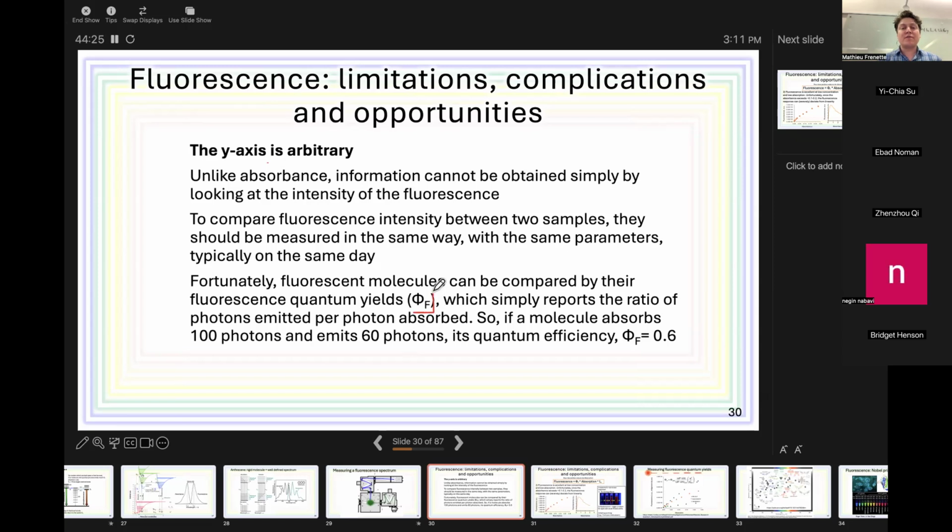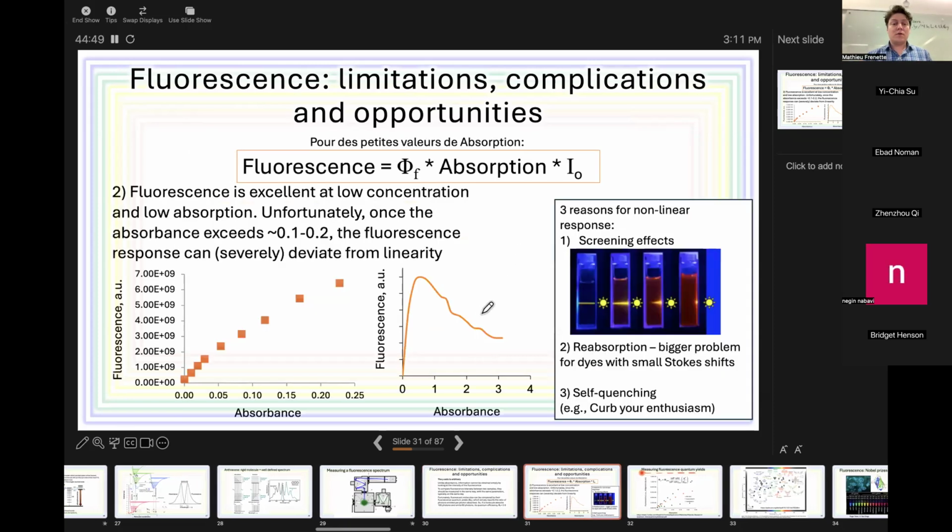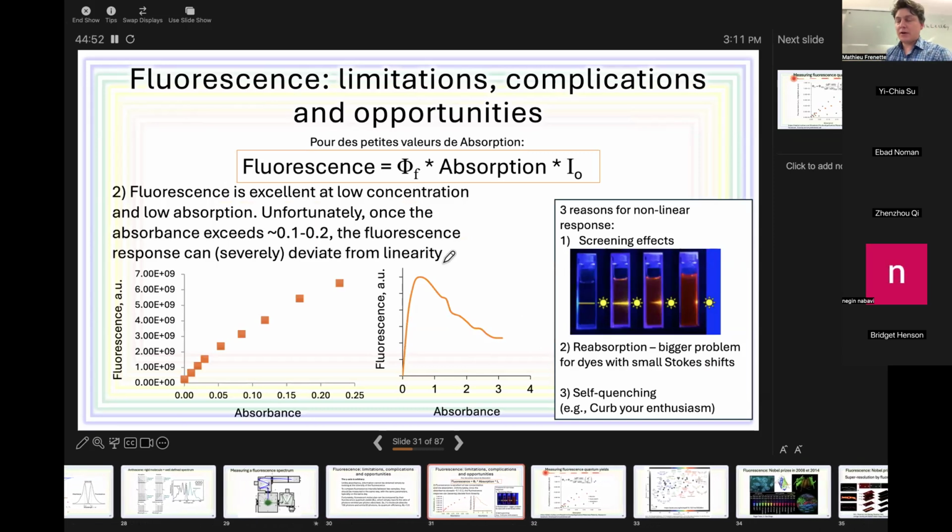Fortunately, we have a concept called fluorescence quantum yield. Fluorescence quantum yield is the amount of light that is emitted for the amount of light that is absorbed. So if a molecule absorbs 100 photons and emits 60 photons, its quantum yield is 0.6. The fact that there's a quantum in there doesn't mean it's complicated. It's just a fraction of photons absorbed and photons emitted, basically. But fluorescence in theory should be linear with concentration. Fluorescence should be proportional to absorption, and absorption, remember, is epsilon c l. So fluorescence should be proportional to concentration. That's good. We can use fluorescence to quantify it.